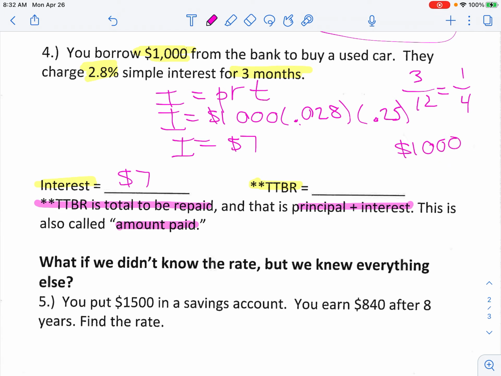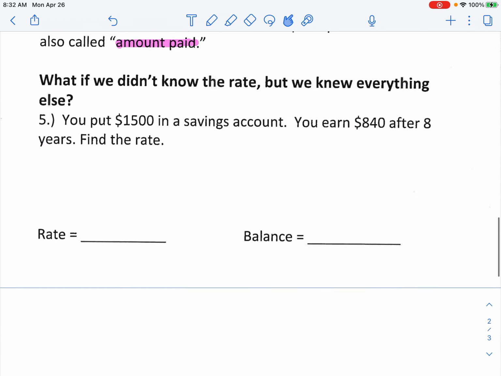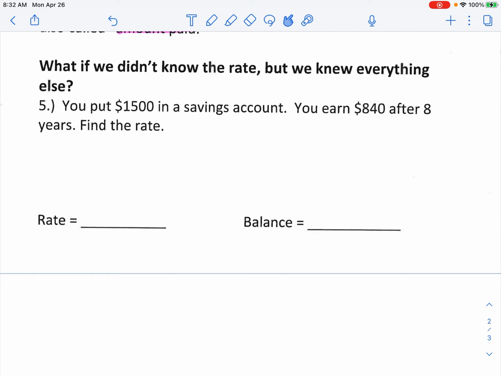And if you borrowed $1,000, you're going to have to pay them the $1,000 back. And if you're able to pay back that loan in 3 months, you're also going to owe them $7 in interest. So you are going to pay back $1,007. What if we didn't know the rate, but we knew everything else? Same thing. We're going to use the formula and substitute.